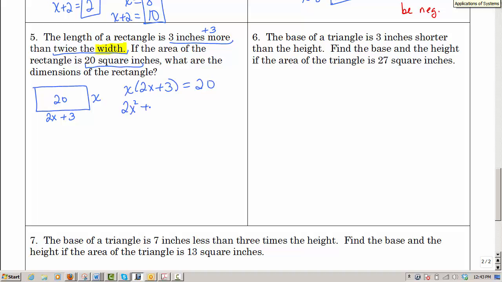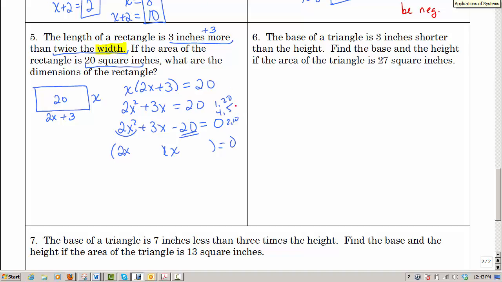What are the dimensions? So again, we want to multiply these together. We want to distribute. We want to set them equal to 0. Now I am factoring a trinomial. It does not have a leading coefficient of 1. So I have to try a few things. So I can only have 2 times 1. But for 20, I got 1 times 20, 4 times 5, 2 times 10.